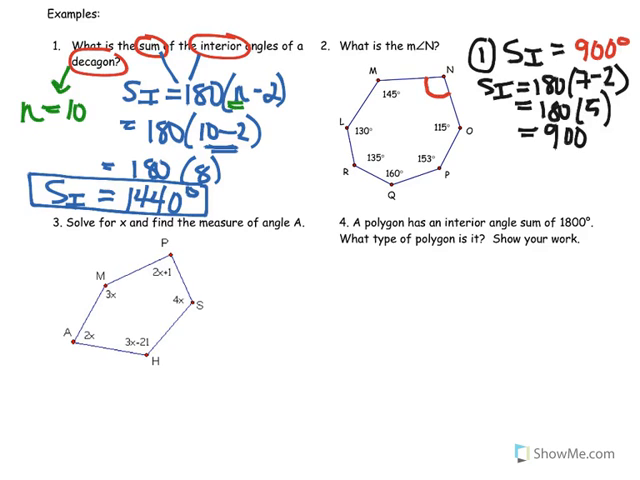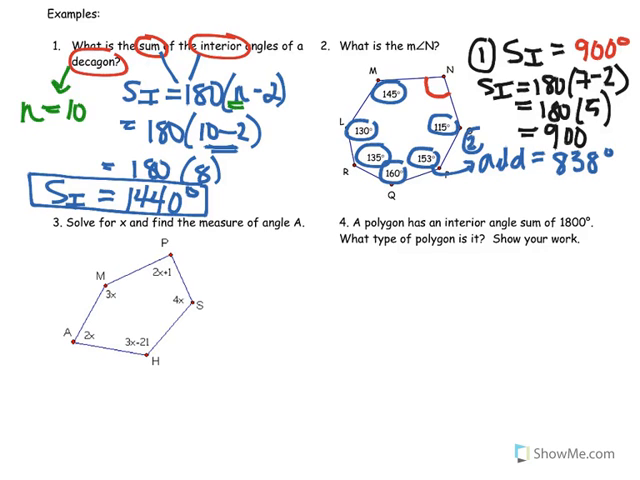Then I can take the given angles. I can do 145 plus 130 plus 135 plus 160 plus 153 plus 115. Add those, and when I add those, I get 838 degrees. So that's my second step. I find the sum, I add all the given angles together, and then just like we did in the last unit, I take this sum, 900, and I subtract the given angle. So 900 minus 838 gets me 62 degrees. So I know that the measure of angle N was 62 degrees.